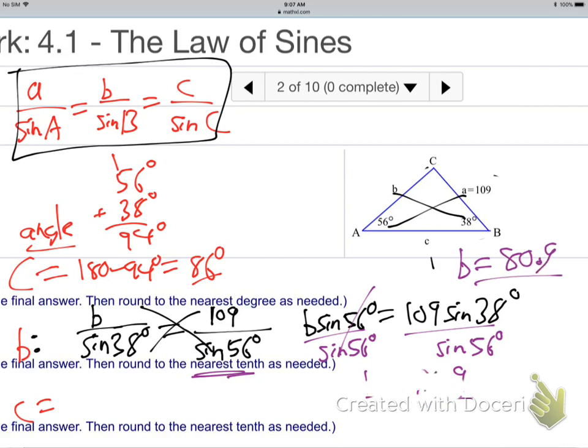80.9. All right, can you guys do C now? So let's try to find side C. What was the angle? This angle was 86, wasn't it? 86 there. So how do you do side C? The same thing. So set up two fractions.